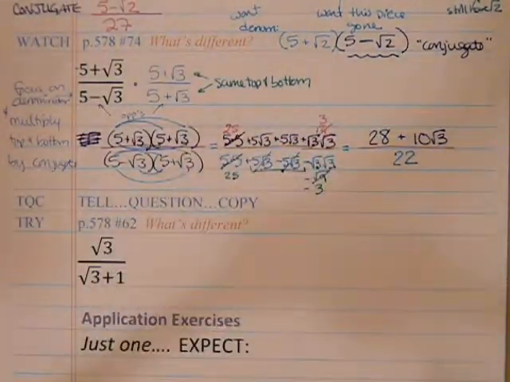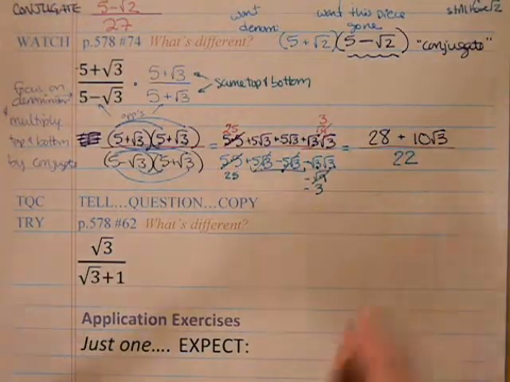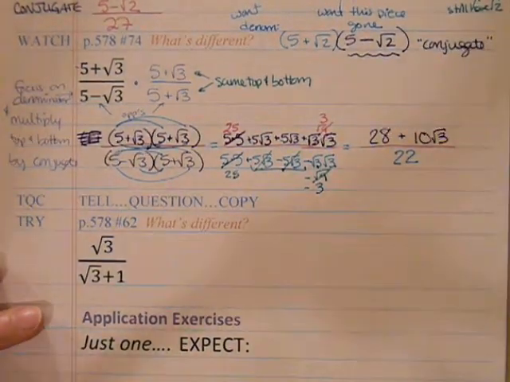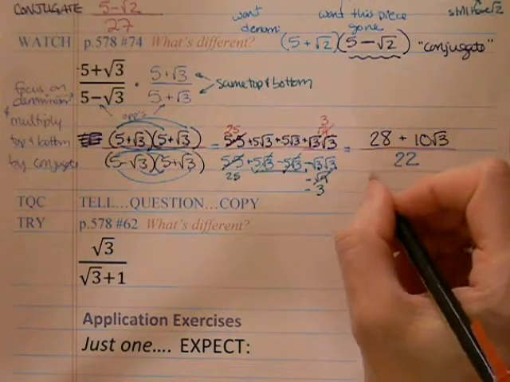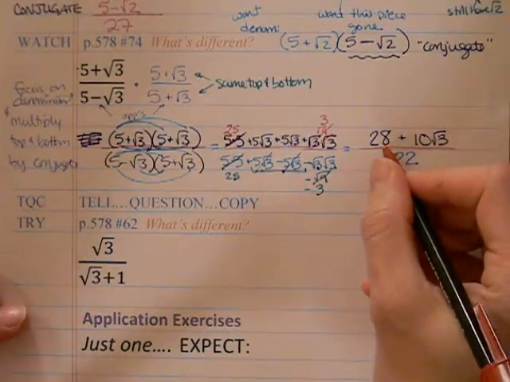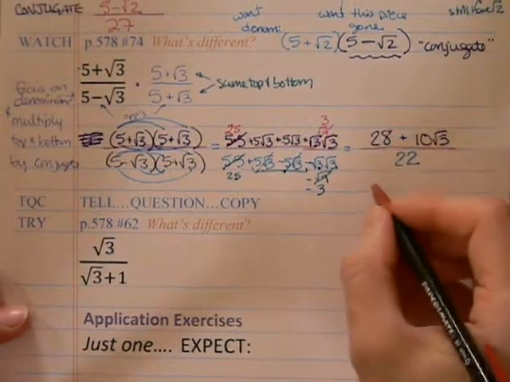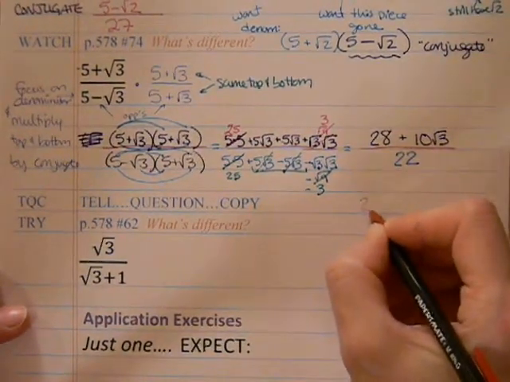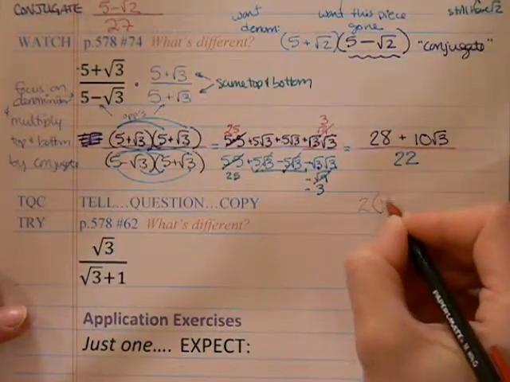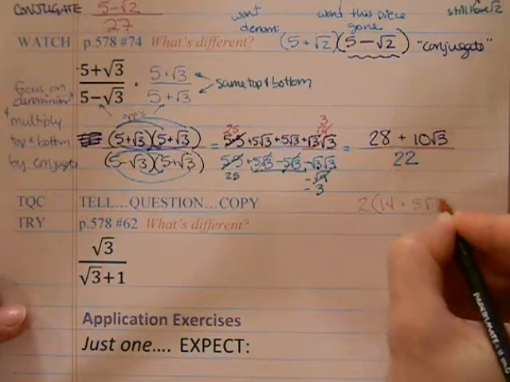Now, in this case, you actually can simplify this a little bit more, okay? Because everything does have a factor of 2 here. So let's look at this just a little bit more carefully. Think of this as undistributing this factor of 2. You see how 28's an even, 10's an even, 22 is an even? It's as if you could undistribute that 2 on the top, leaving behind a 14 plus 5 radical 3.